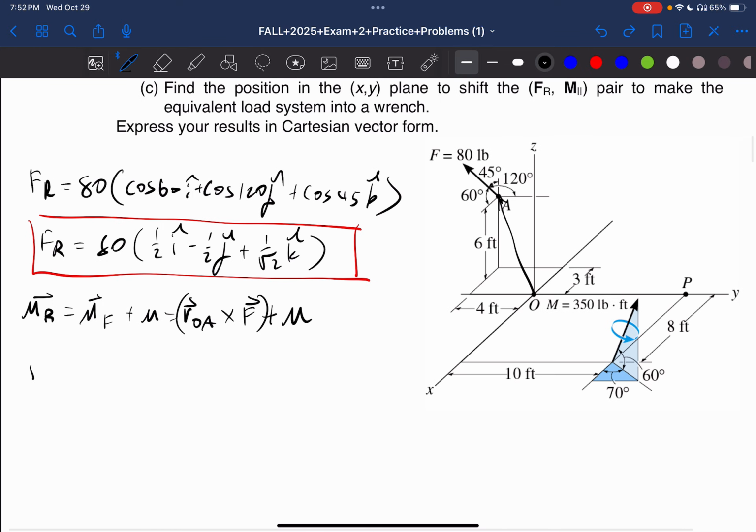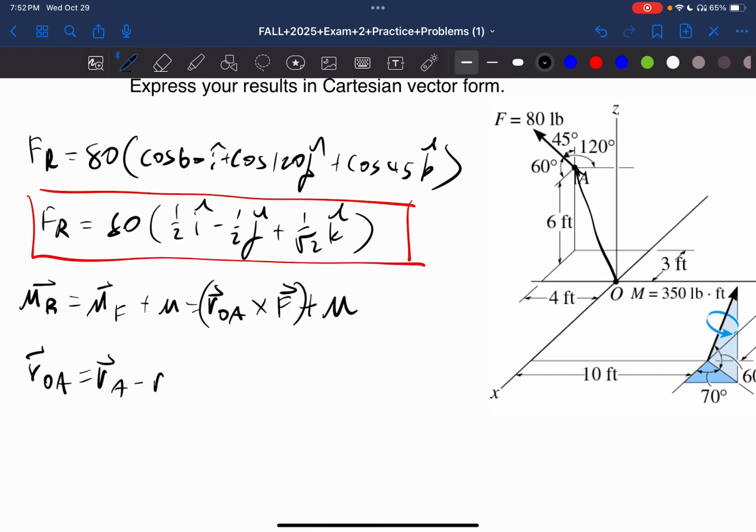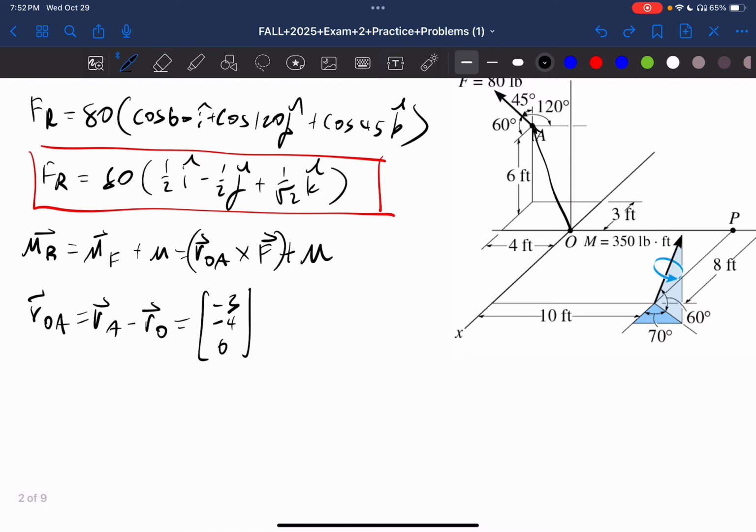So let's find OA. So ROA is going to be equal to RA minus RO, which is going to be equal to A, which is, in the x direction, it's -3. In the y direction, it's -4. In the z direction, it's 6. O is going to be 0, so that's it right there, I think. Hopefully I don't mess this up. That'd be kind of embarrassing.